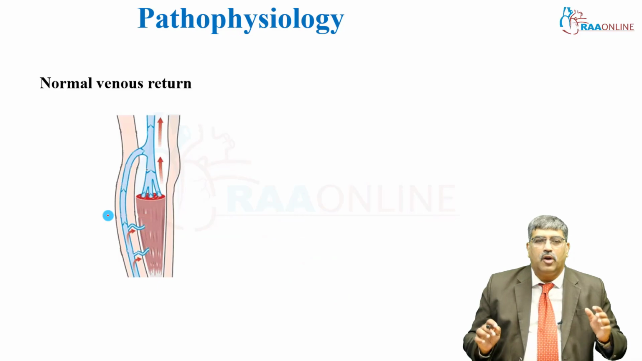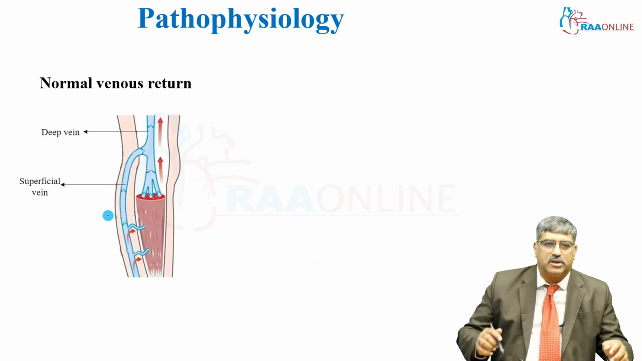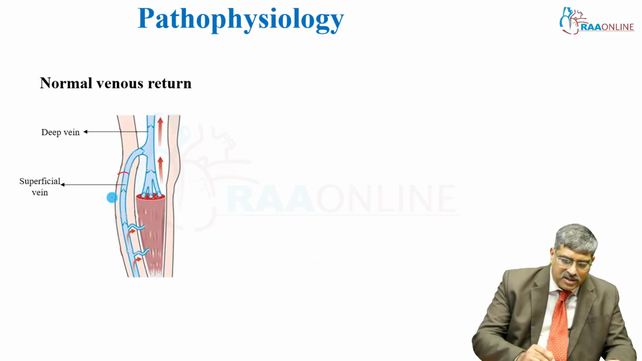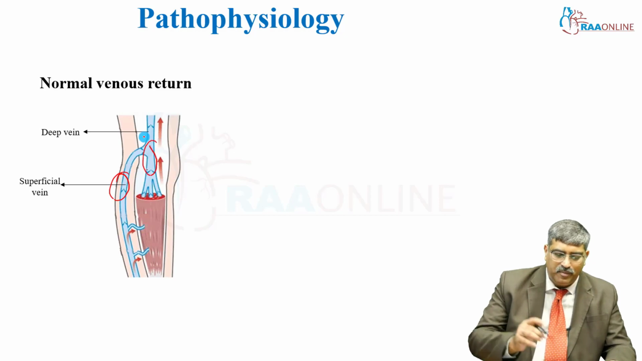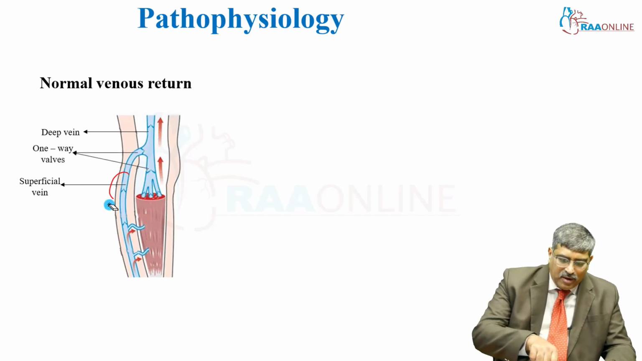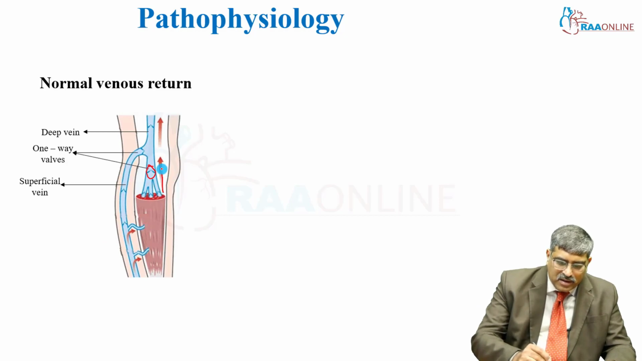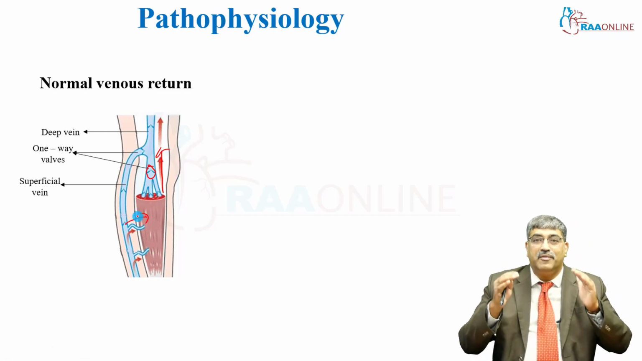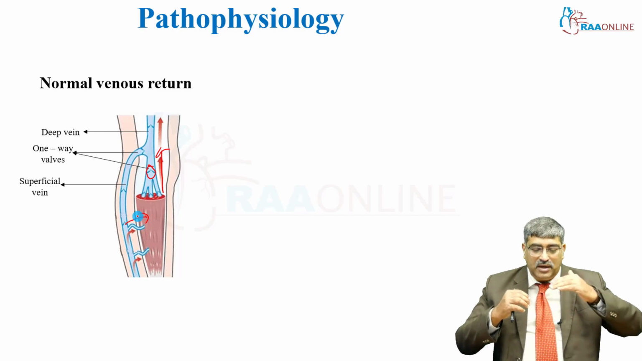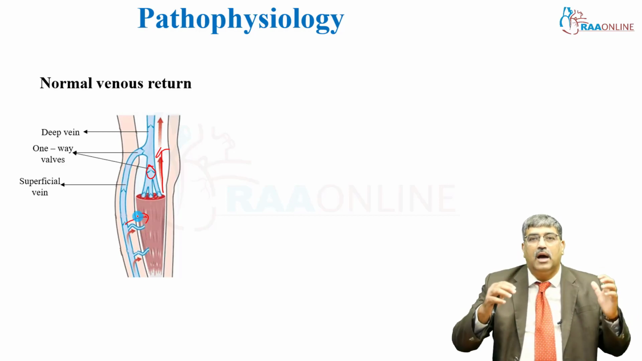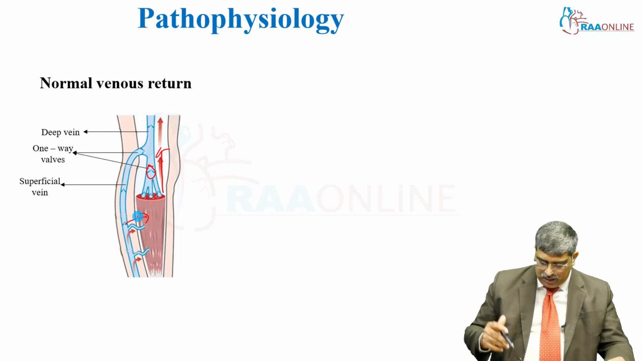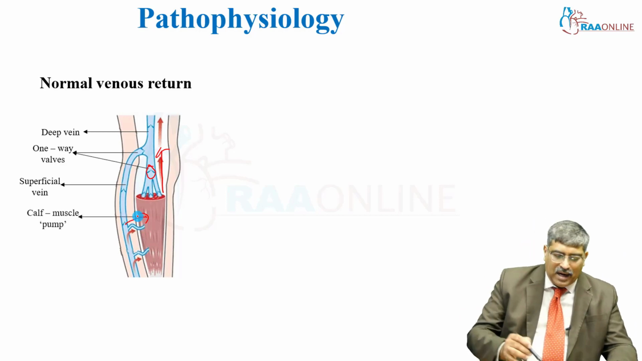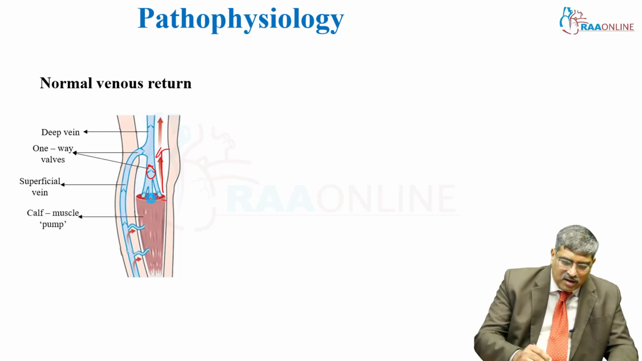So, this is the normal venous circulation. You have the superficial vein and these are the deep veins, and you have a one-way valve, okay. So, that blood goes from the distal to the proximal part and from the superficial to the deep part. The vein valve prevents the blood backflow, so that it goes from the distal to proximal and from the superficial to the deep vein. And another important part is the calf muscle.